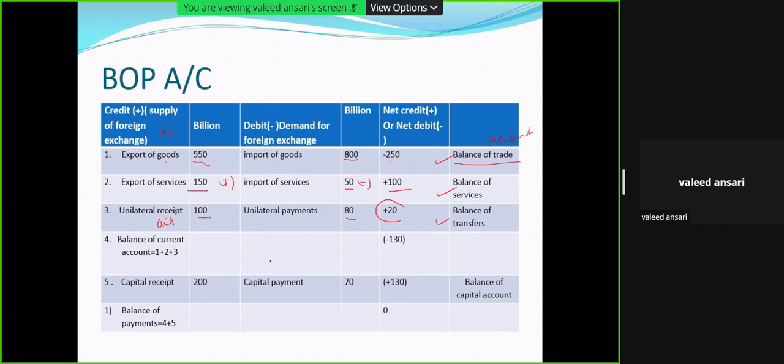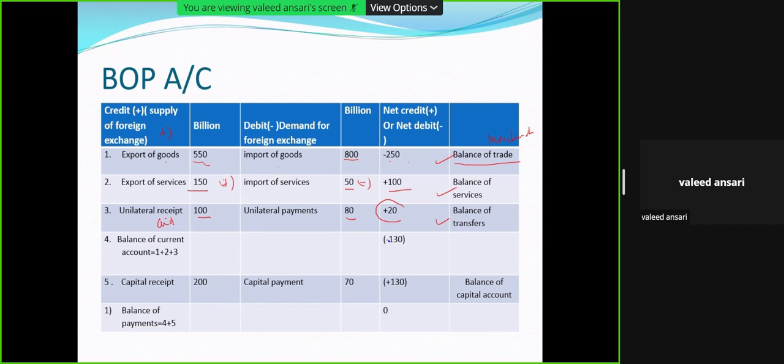So if you sum up 1 plus 2 plus 3, it is called the balance of current account, which is in deficit. That is, the country is receiving less supply of foreign exchange. Then how to make up this? A deficit of 130 billion in foreign exchange is required. If you are spending more than what you are earning, then you have to borrow it.